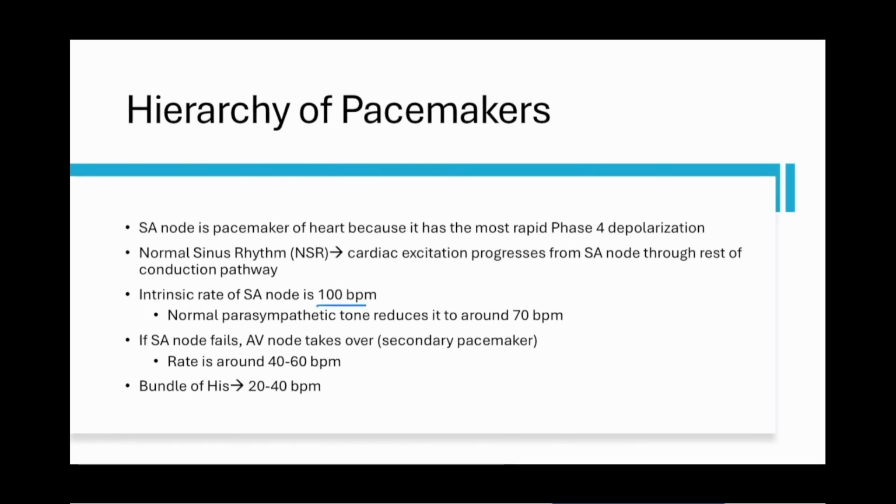Normal sinus rhythm means that. Intrinsic SA node is about 100. Parasympathetic tone gets it to 70. If the SA node fails, the AV node will take over, secondary pacemaker, and your heart rate is going to be about 40 to 60. If that fails, then you have your bundle of His, and that's about 20 to 40 going through those Purkinje fibers, which is why if you have that complete heart block, the ventricles will go at their own rate, which is about 40 beats per minute. So that's why the heart rate goes really, really slow when complete heart block occurs.